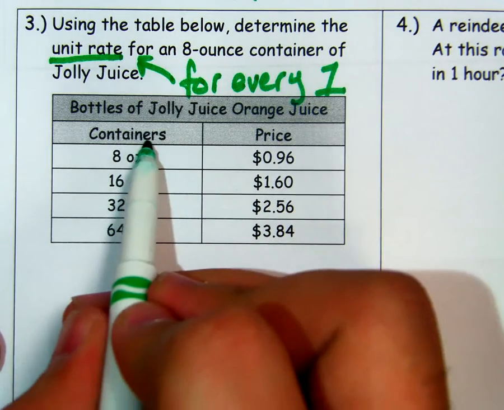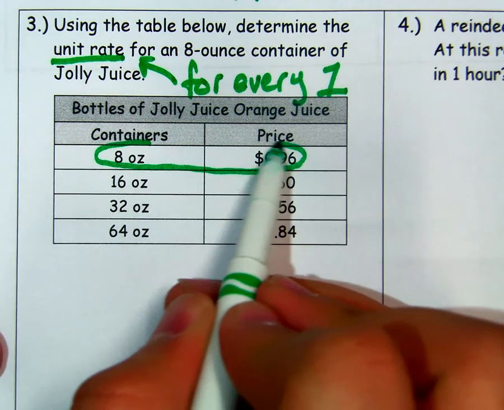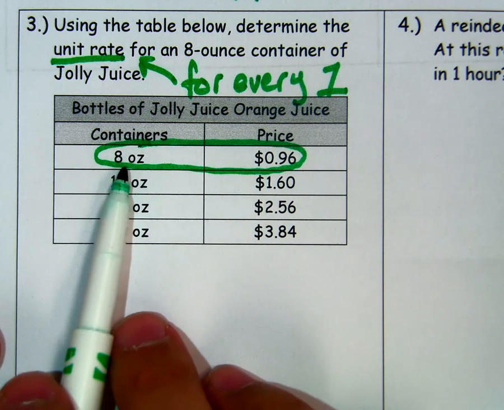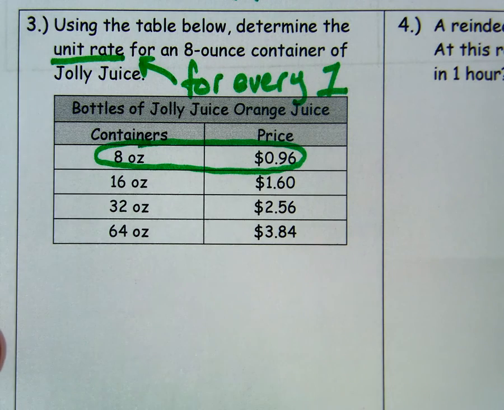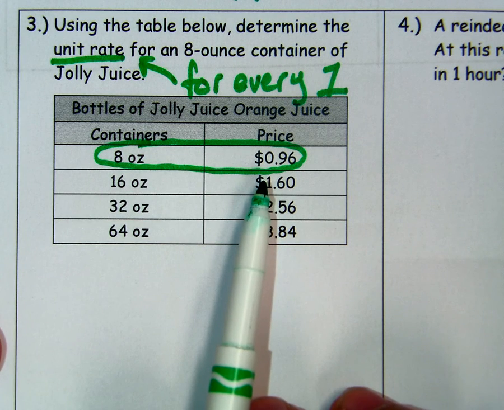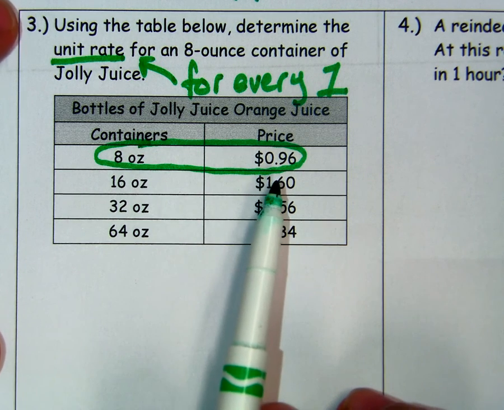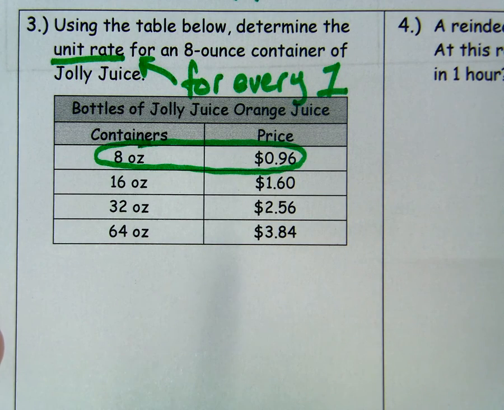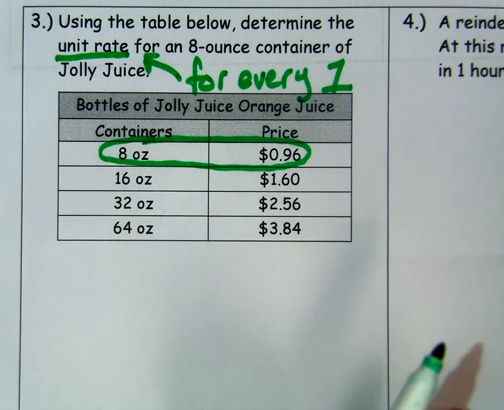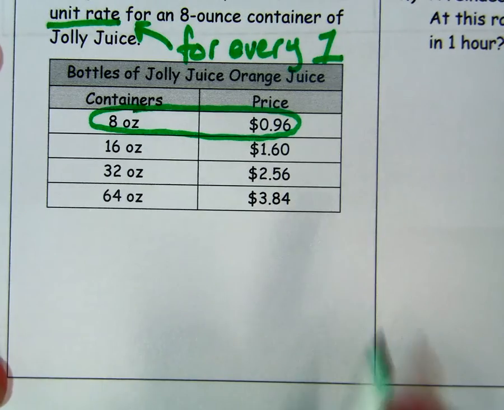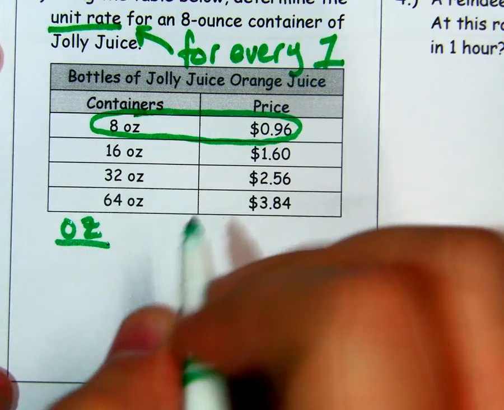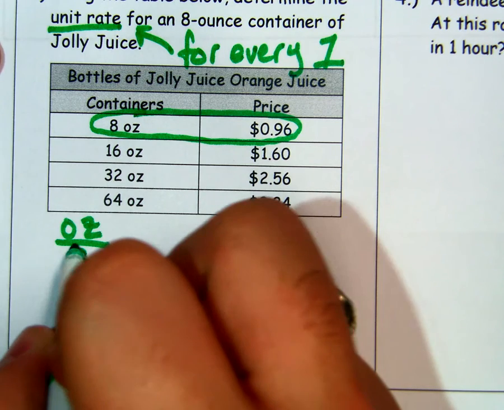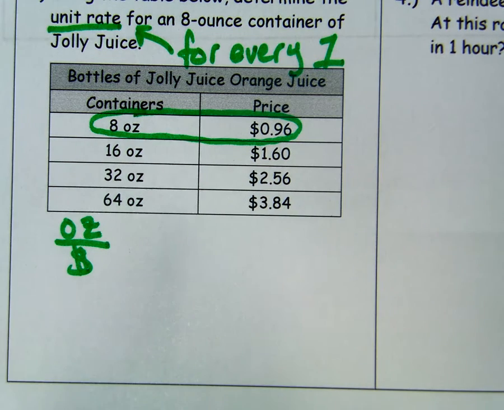In our table, it says here that an 8-ounce container of Jolly Juice is 96 cents, or 96 hundredths of a dollar. Now, before we get into actually getting the unit rate here, I want to talk about which unit rate would make more sense. If I tried to make a unit rate for the number of ounces for every 1 cent, it really wouldn't make a whole lot of sense to me.